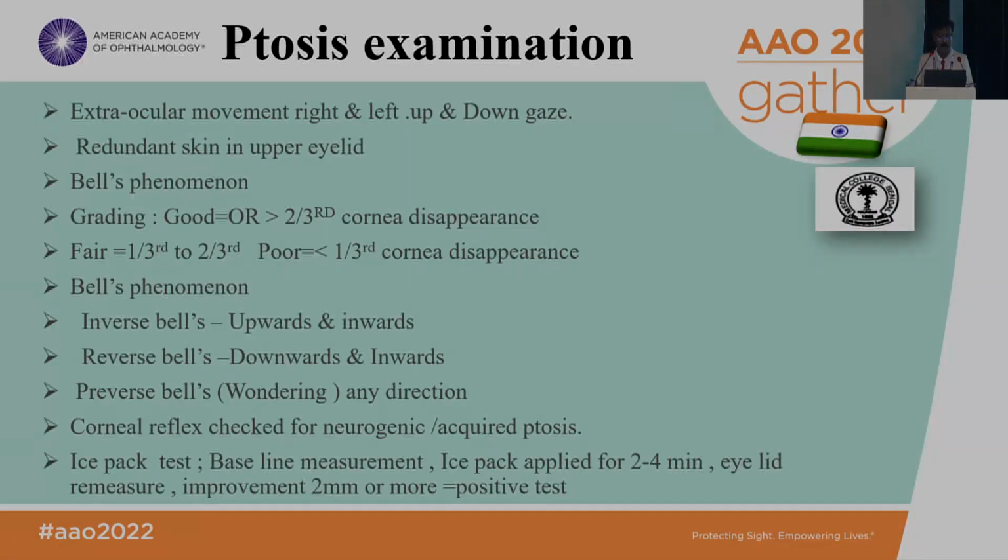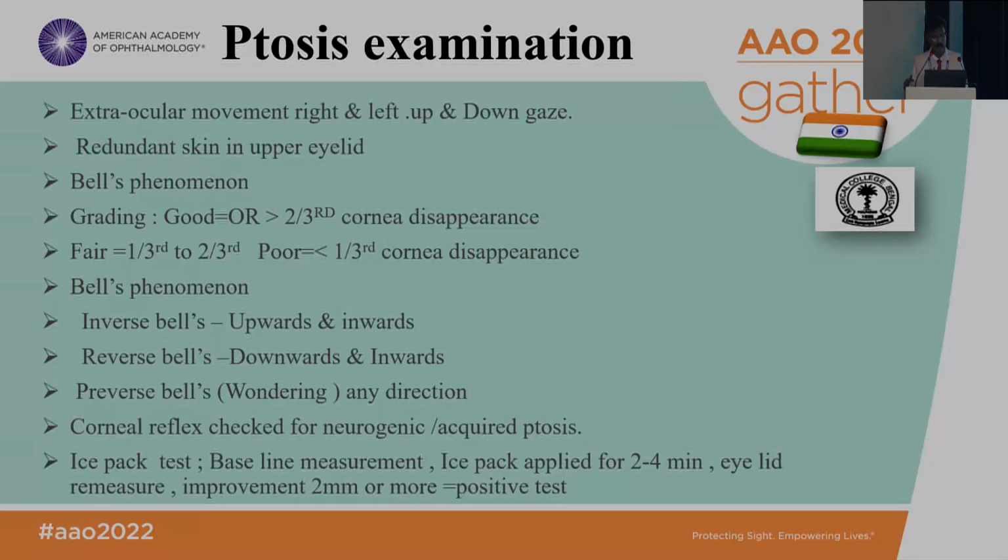So, on examination, extraocular movement should be checked: left gaze, right gaze, up gaze, down gaze. Redundant skin of the eyelid is very important. Bell's phenomenon is again a very important reflex. During surgery, if you have a poor Bell's, the surgery becomes a problem. There may be exposure keratitis when the patient sleeps and the eye is not closed.